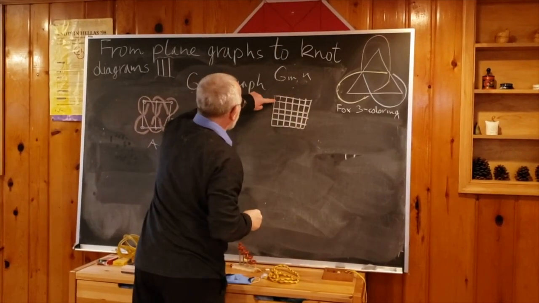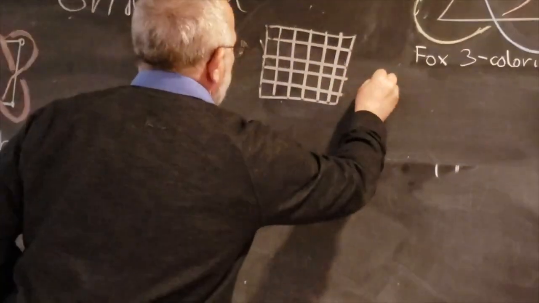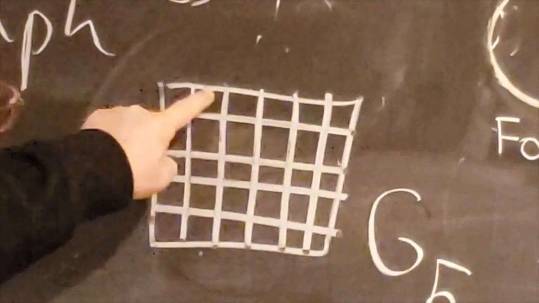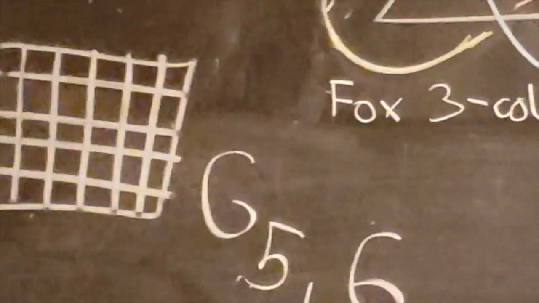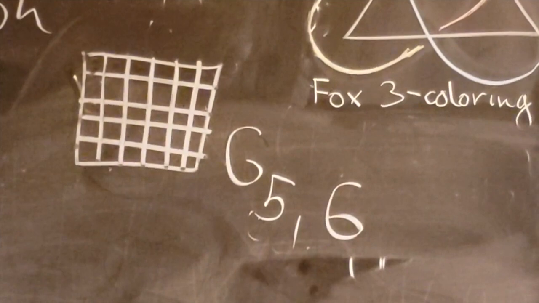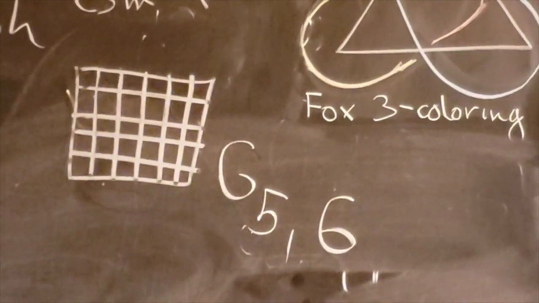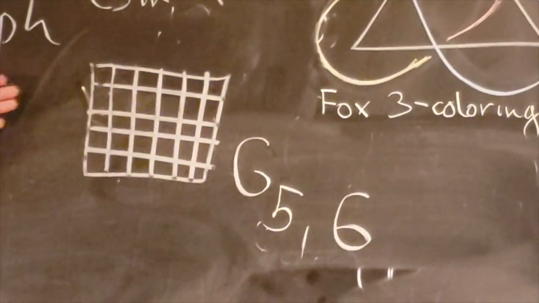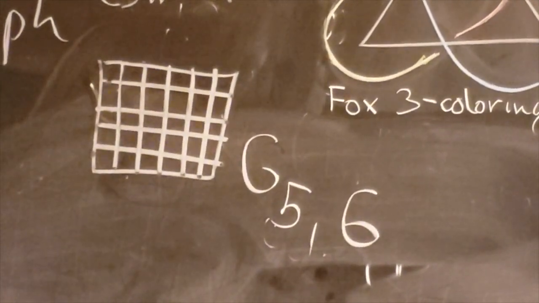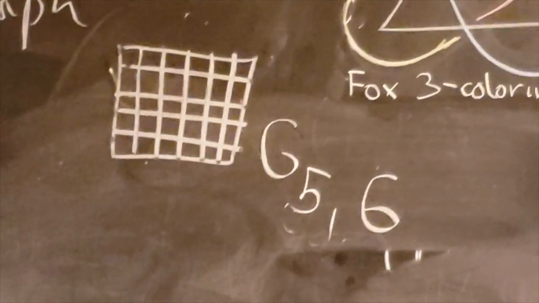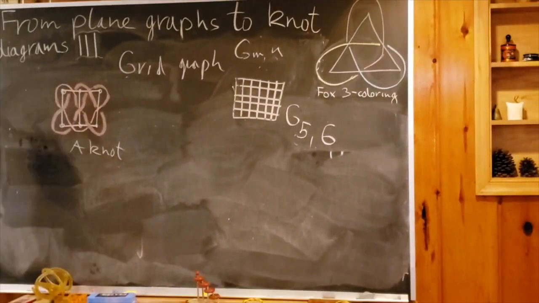So how many rows do we have? 1, 2, 3, 4, 5. And how many columns? 1, 2, 3, 4, 5, 6. So this is G_5,6. You can treat it as homework, draw this nicely. It will be, in fact, a knot with many, many crossings. Of course, we can, without effort, count how many edges such G_5,6, or generally G_M,N, has, as we did in class.